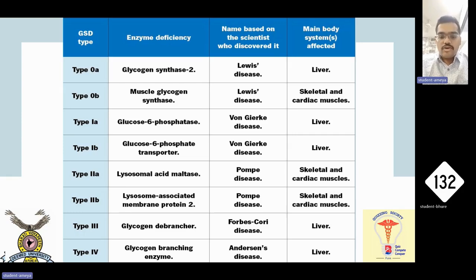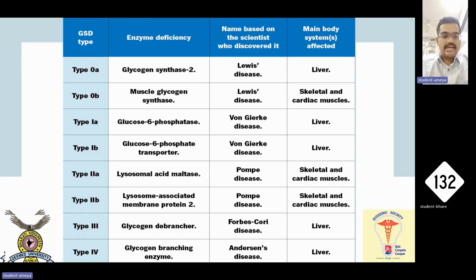So GSD 0 is further divided into GSD 0A and GSD 0B. GSD 0A is caused by the enzyme deficiency glycogen synthase 2. Liver is the organ involved in GSD 0A. Whereas in GSD 0B, the enzyme deficient is muscle glycogen synthase. The organs involved are skeletal and cardiac muscle. Both GSD 0A and 0B are called Lewis disease.